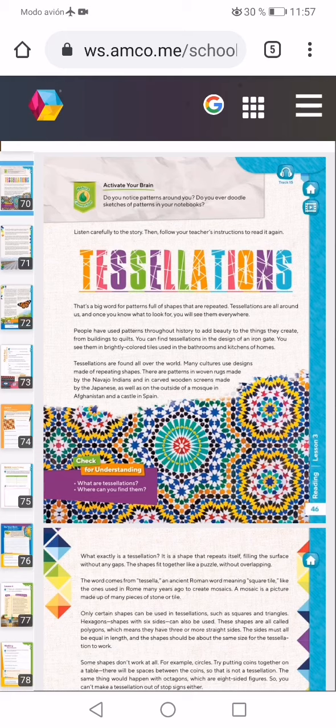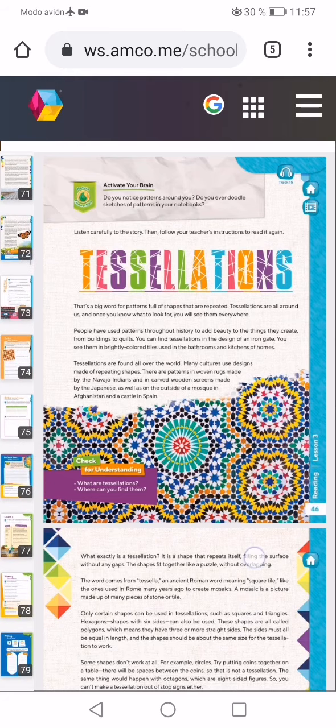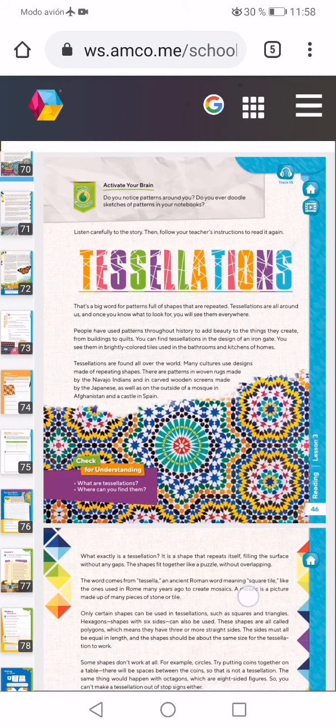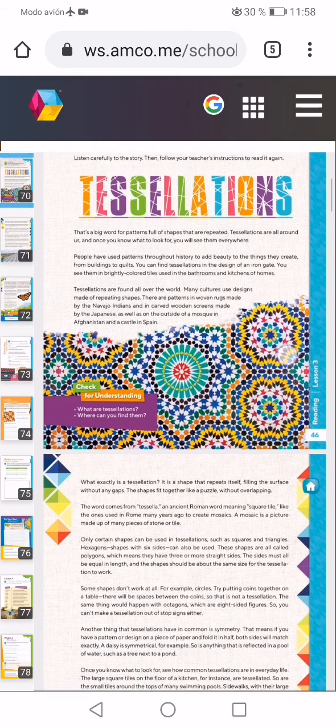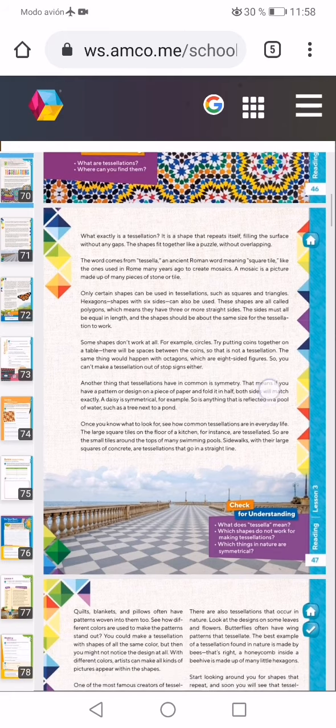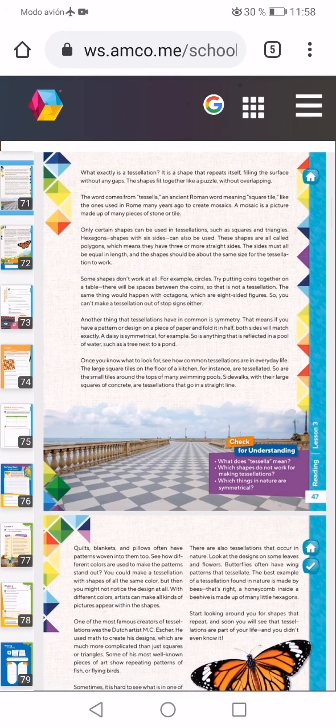What exactly is a tessellation? It is a shape that repeats itself, filling the surface without any gaps. The shapes fit together like a puzzle, without overlapping. The word comes from tessella, an ancient Roman word meaning square tile, like the ones used in Rome many years ago to create mosaics. A mosaic is a picture made up of many pieces of stone or tile.